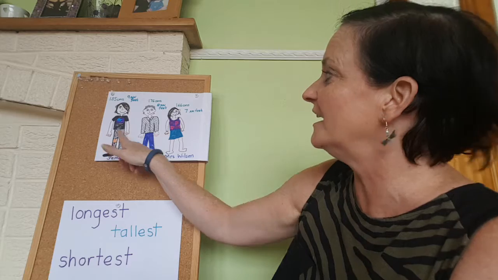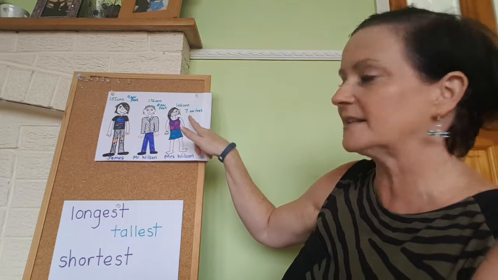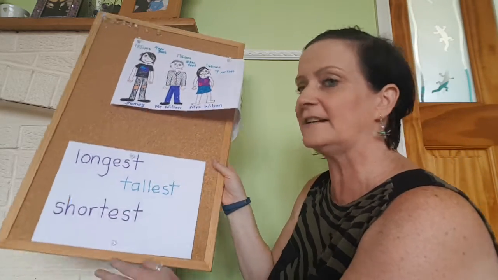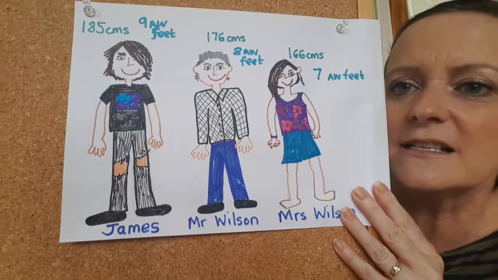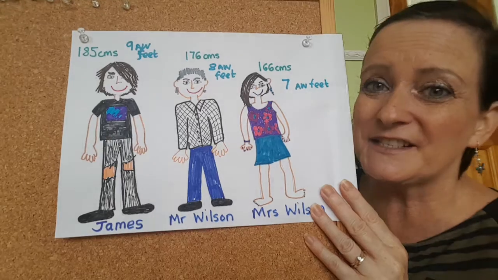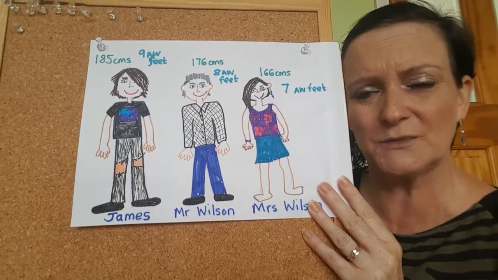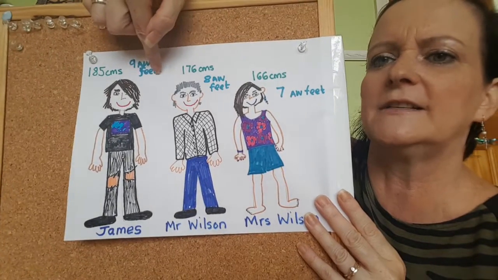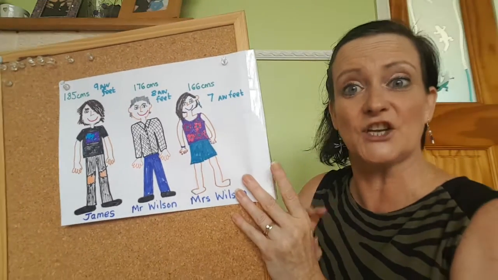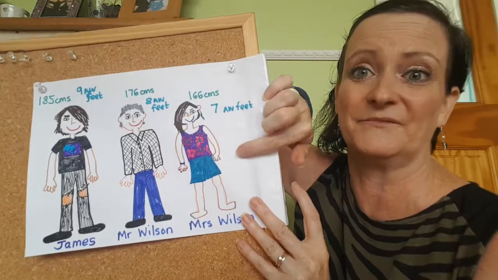I've drawn a picture of my James, Mr. Wilson, and Mrs. Wilson. Shall I bring it a bit nearer so you can see it? Mr. Wilson wasn't impressed. Now, I've drawn them in order so I can see, just looking at my picture, who's the tallest. Which one is it? Is it this one? Or is it this one? Yes, James is the tallest in my family and I'm the shortest.